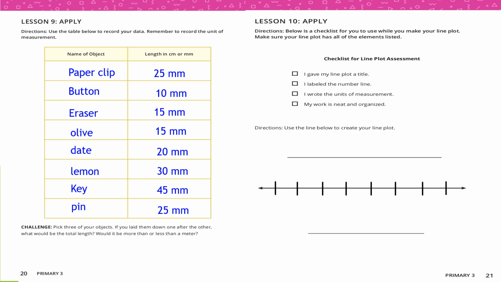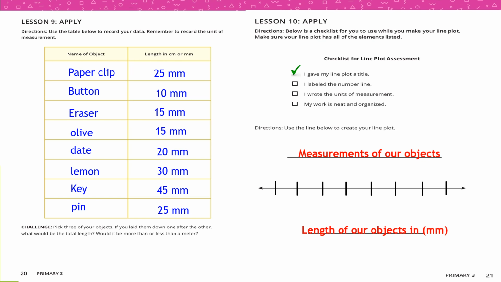Lesson 10, we will take these values and create our line plot, and we will check if we answered all the questions. First, we will write the title. We are here measuring our objects, so the measurements of our objects, and we will write the right sign that I gave my line plot a title. Then we will write the label.